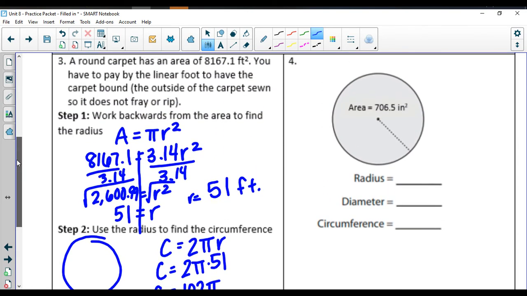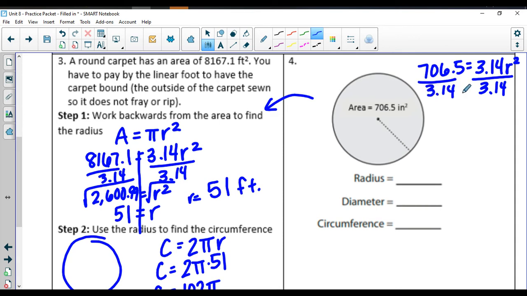Over here, we have the area is 706.5 square inches. We're trying to find the radius, the diameter, and then also the circumference. So it's kind of like just a picture version of what we just did here. So our area is 706.5 is equal to pi r squared. I'm changing this over to the decimal version just because I noticed I have a decimal in the problem. So I'm going to divide by 3.14 first. So 706.5 divided by 3.14. It's going to give me 225. To get my radius, I'm going to go ahead and take the square root. And the square root of 225 is 15.